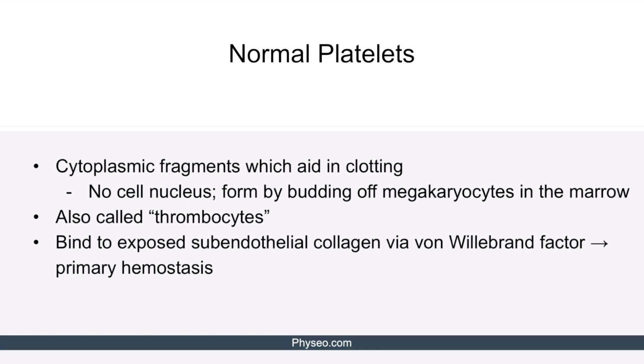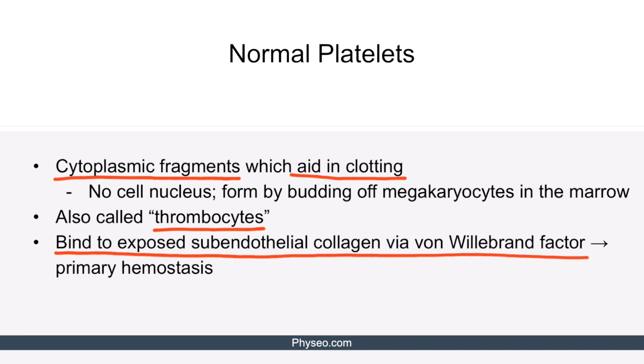platelet dysfunction. Platelets are not actually cells. Rather, they are cytoplasmic fragments without a cell nucleus which aid in blood clotting. They form by budding off of large cells called megakaryocytes in the bone marrow. Platelets are also known as thrombocytes. When subendothelial collagen is exposed at a site of vascular injury, von Willebrand factor on the collagen binds to platelets and begins to form a platelet plug. This process is known as primary hemostasis because it is the first step that occurs in the clotting process.